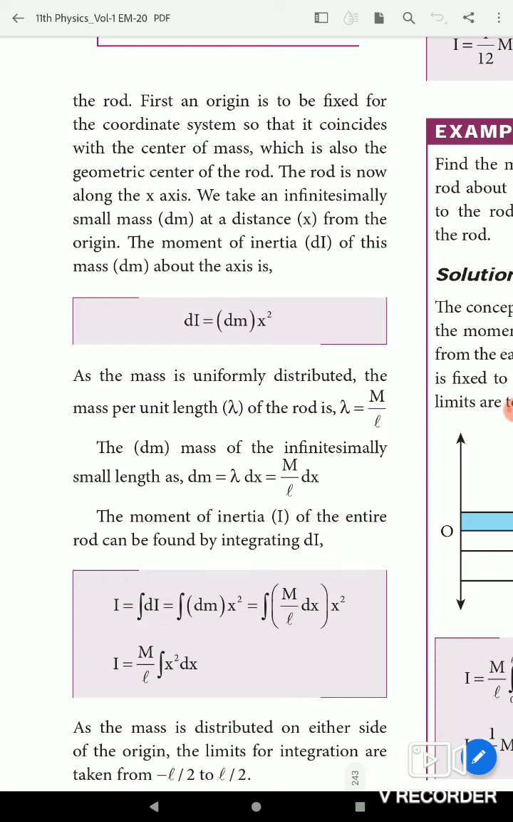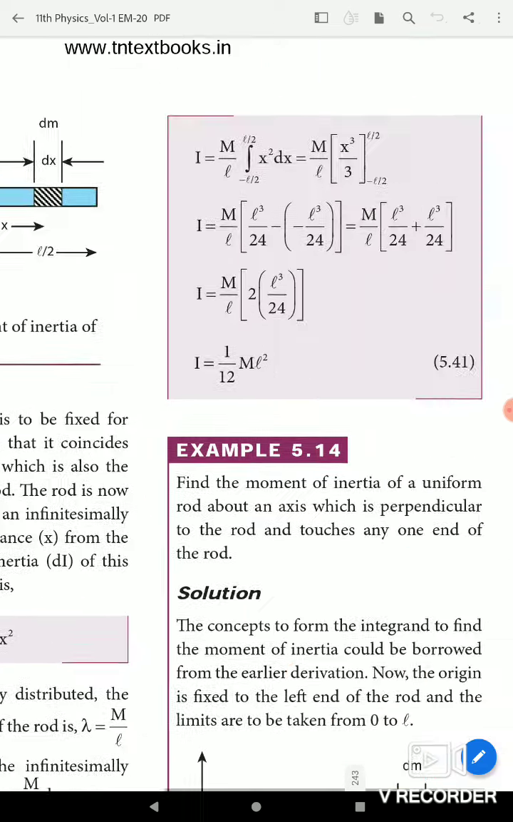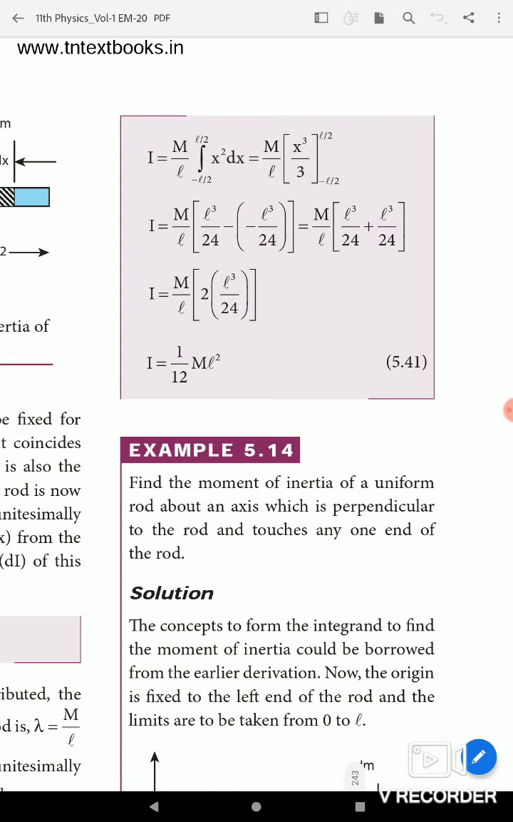As the mass is distributed on either side of the origin, the limits of integration are minus L by 2 to plus L by 2. So I is equal to M by L times the integral from minus L by 2 to L by 2 of x squared dx. Integrating x squared gives x cubed by 3. So M by L into x cubed by 3, with limits minus L by 2 to L by 2. Substitute the values in x cubed. First apply the upper limit L by 2.